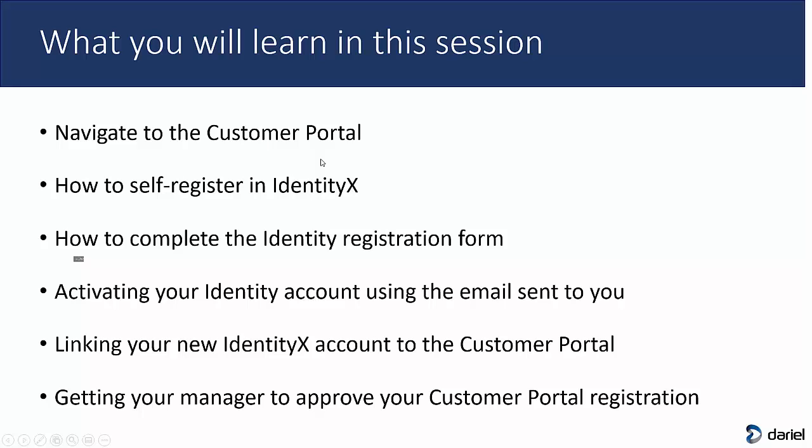In this session, you will learn how to navigate back to the customer portal, how to self-register in Identity X, and how to complete the identity registration form. You'll then learn how to activate your identity account using the email that has been sent to you. And then you will link your identity account to the customer portal and your company's registration. And finally, your manager will approve your customer portal registration. These steps form the backbone of a secure registration with Foscor and the use of the WBX Customer Portal.